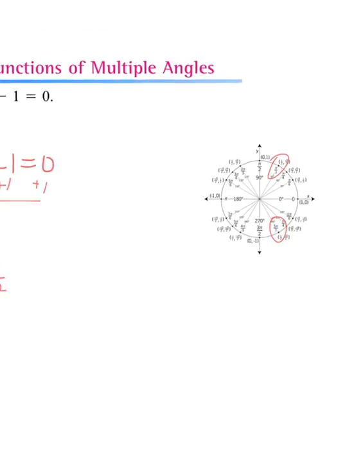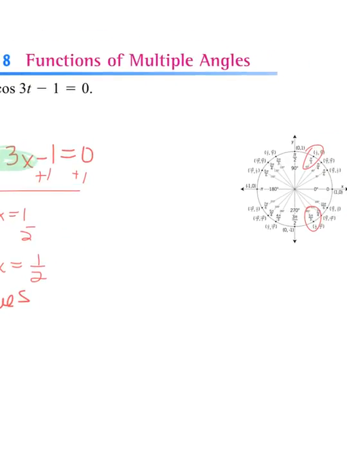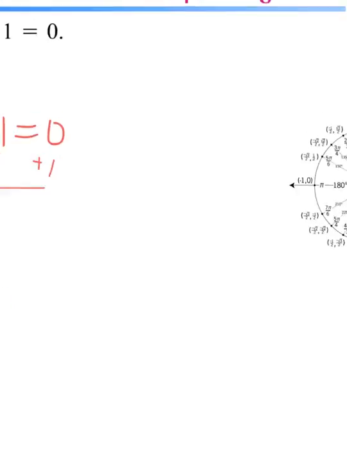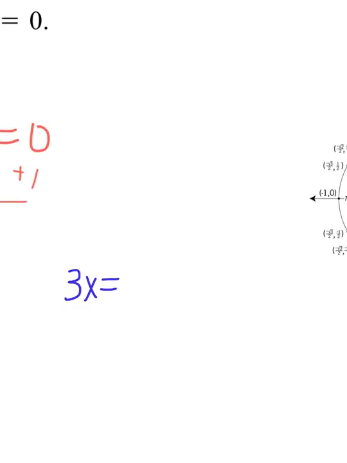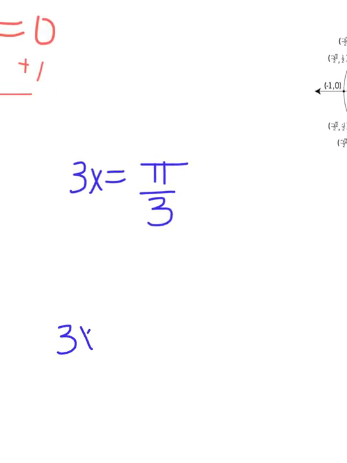Okay. Now, here's the difference with the multiple angles. Every single time I wrote my answer, I wrote x equals. Is that the case here? No. What am I going to write? I'm going to write 3x equals. It's one little extra step to solving. So you're going to have 3x equals, what did we say, pi over 3? And then we have 3x equals 5 pi over 3, right?